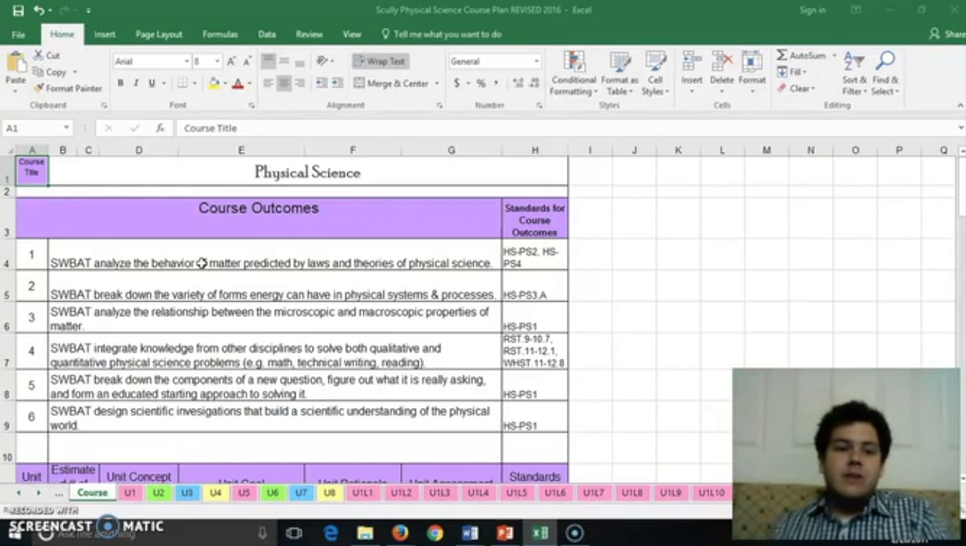I'm going to start by talking through the course cover page, and then the unit cover page, and then get to the nuts and bolts of how to actually get a lesson for a day down on the page. Let's start with the course cover page.